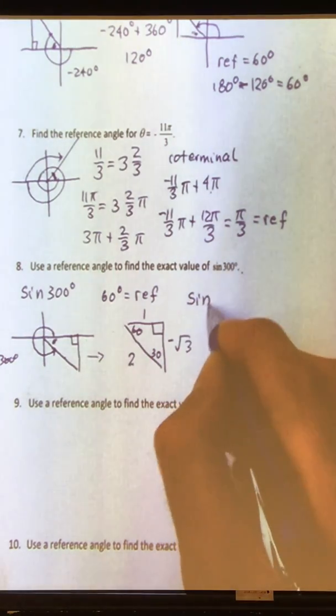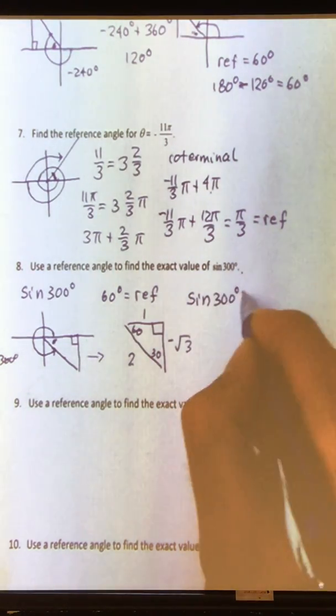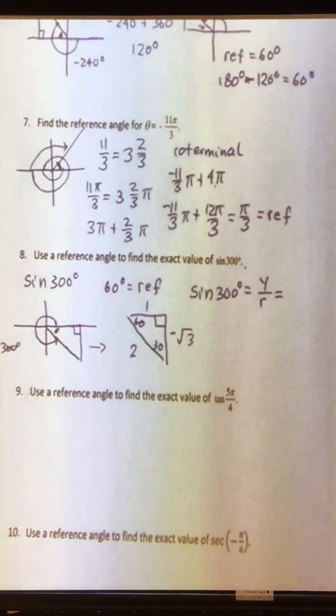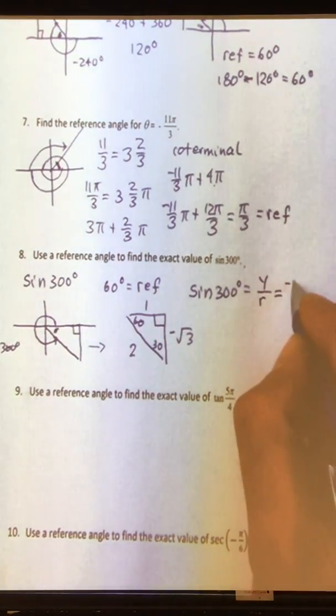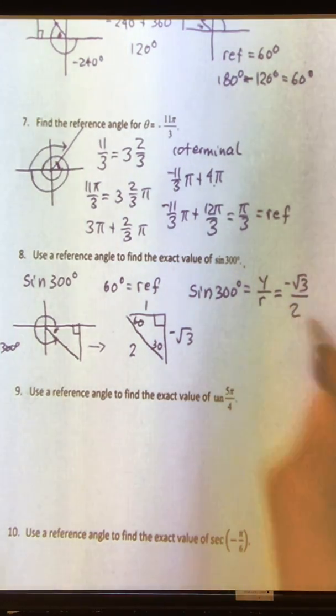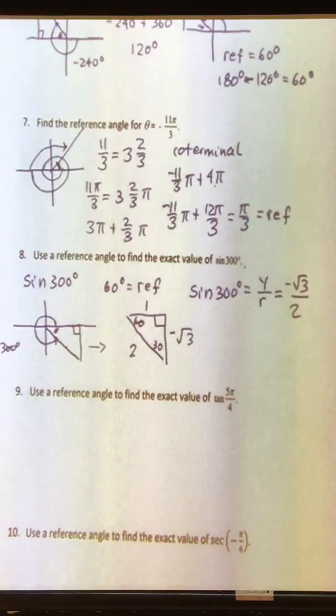Now we can proceed to get the sine of 300 degrees, the y value over the r, or the hypotenuse. Y is negative root 3, and r, the radius of the circle, the hypotenuse length, is 2. So negative root 3 over 2 would be the value of sine 300 degrees.